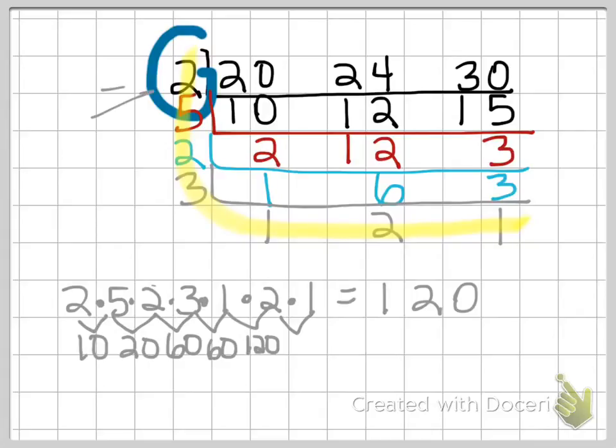So my GCF was 2. My LCM was 120. Hope this helps.